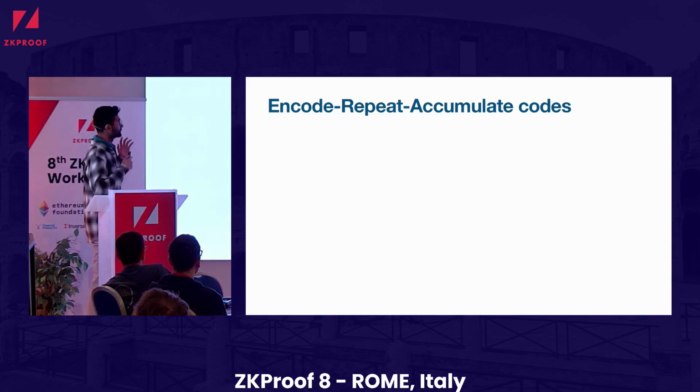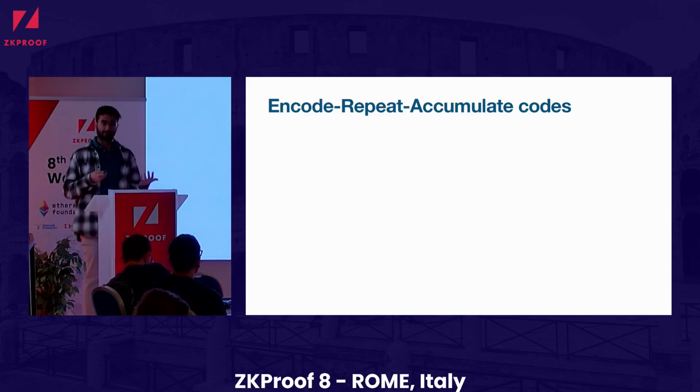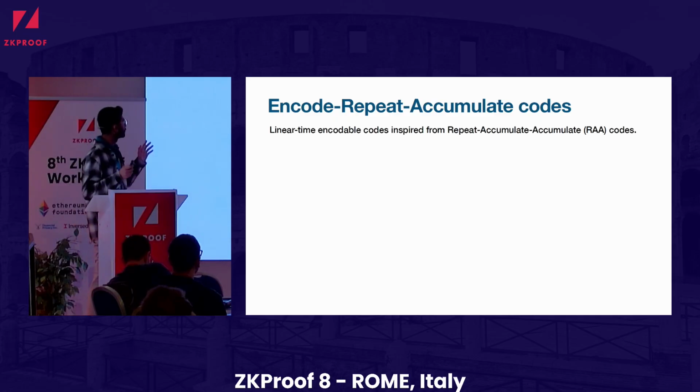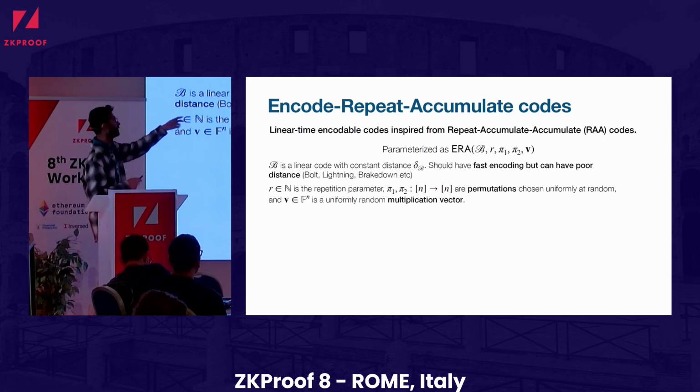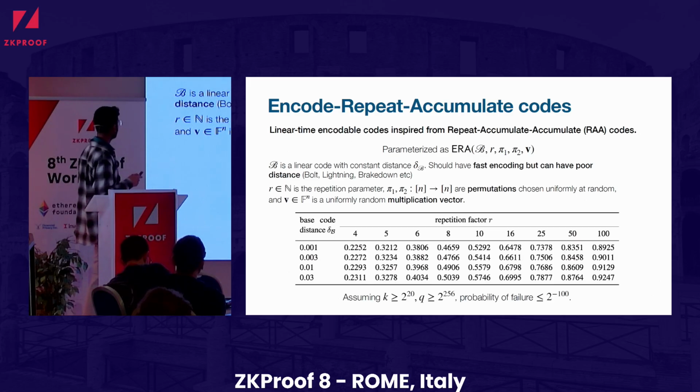So we introduced a new family of codes called encode, repeat, accumulate codes, which are linear-time encodable codes inspired from repeat-accumulate codes, which you might have seen in the recent work of Blaze. These are parameterized with a base code B, a repetition parameter R, two permutations, and a multiplication vector V. I will shortly get to what these individual things are and what the encoding procedure looks like.